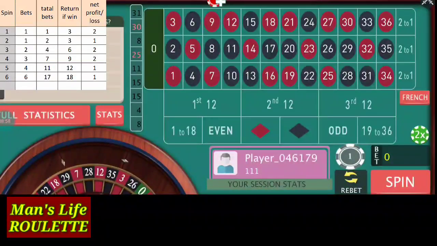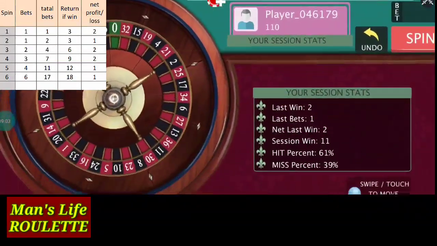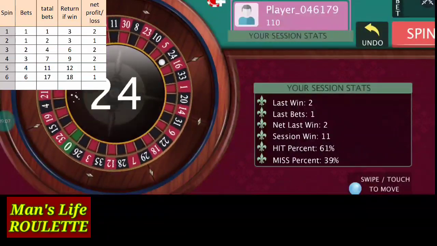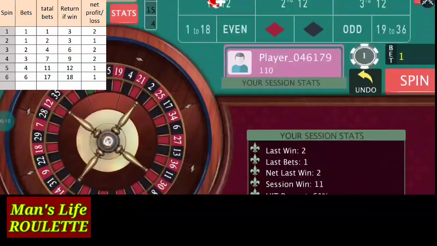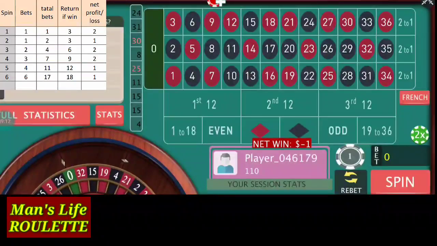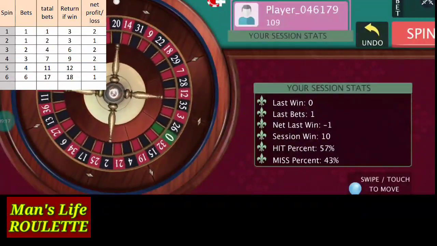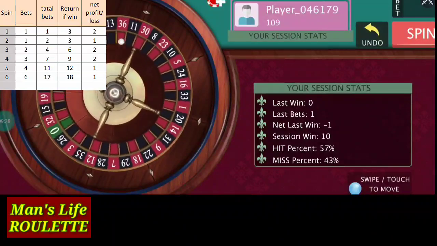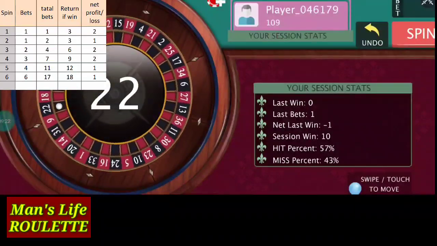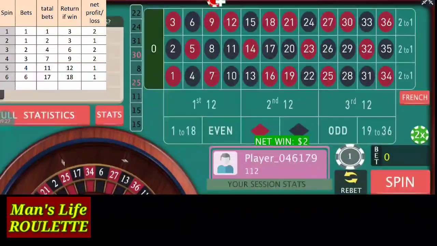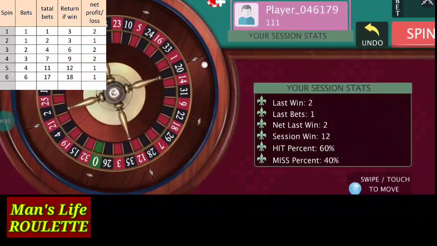So let's try another cycle. This time I decided to go with the first dozen. This is the first spin of this fresh cycle. I lose here. So what I need to do is move to the second spin, that is also $1, and I am putting my bet on the second dozen. It's 22, and I win this time also. So this cycle is also completed.